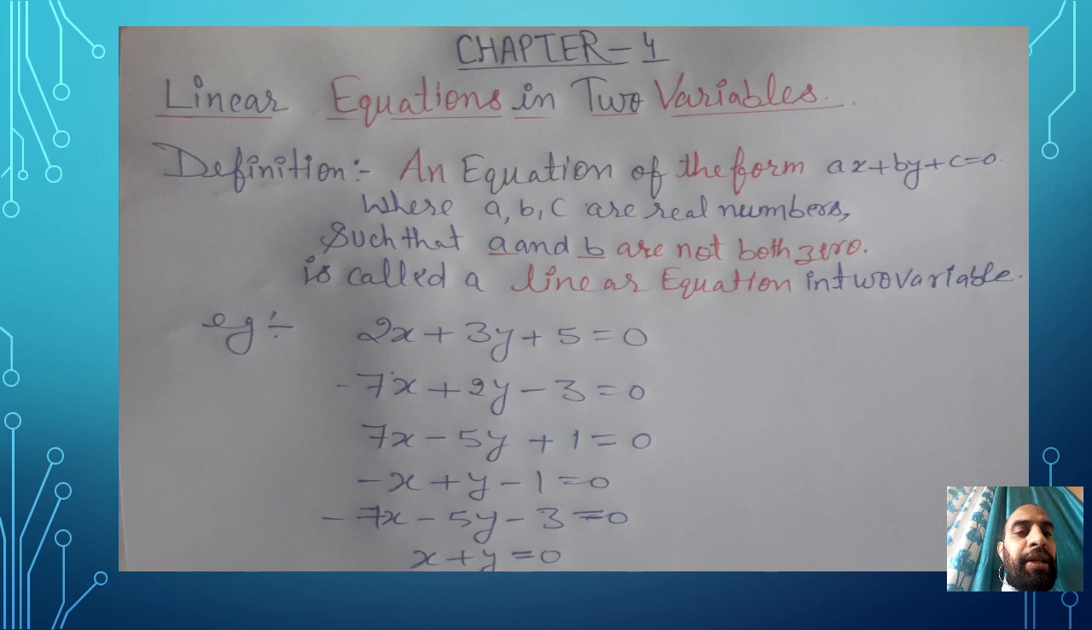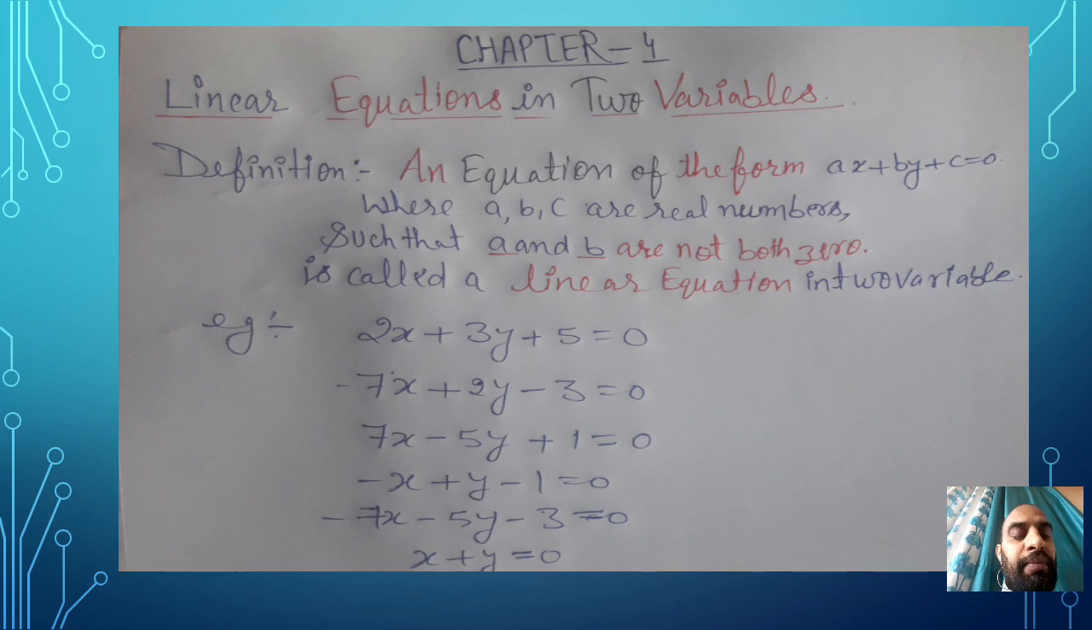So let's take its definition now. How do we define a linear equation in two variables? It is very important to define this. It is an equation of the form ax plus by plus c equals 0, where a, b, c are real numbers, such that a and b are not 0. That means you are not supposed to take 0 in front of x or y. Even c can be 0. Such equations are called linear equations in two variables.